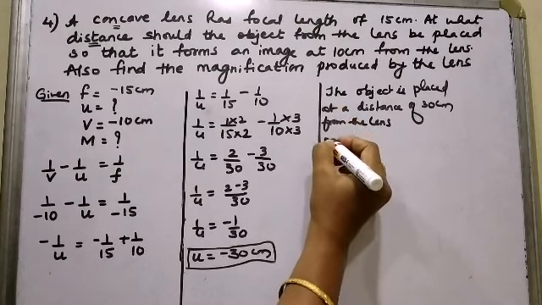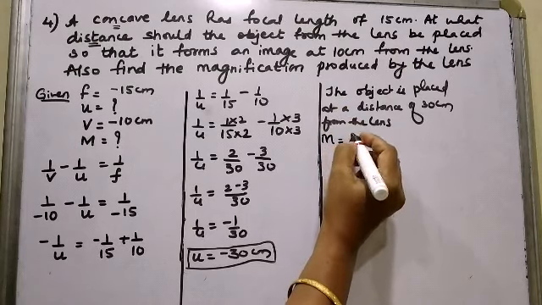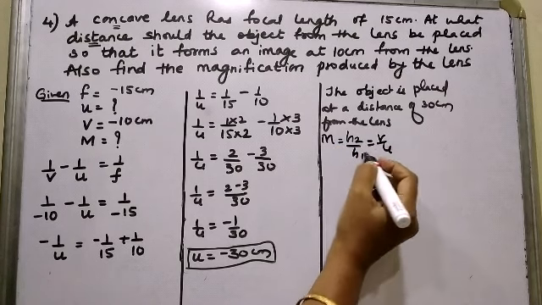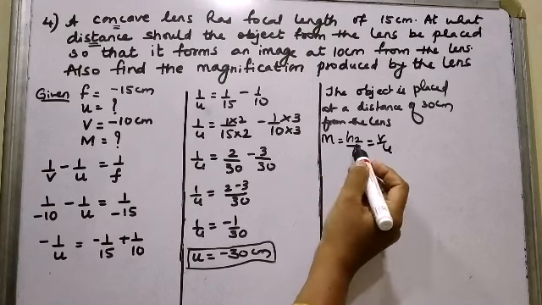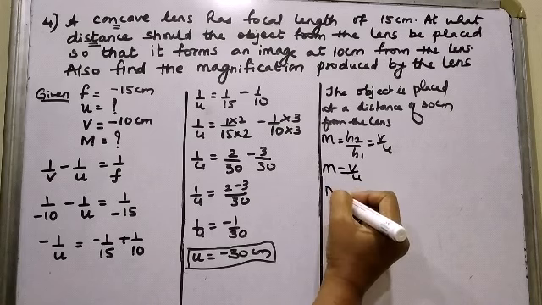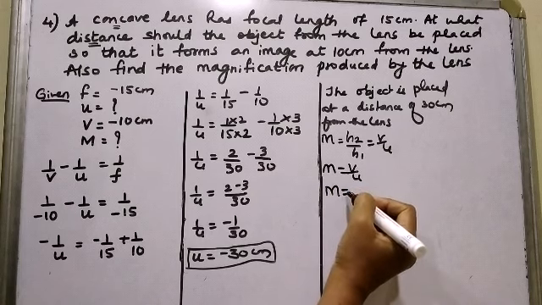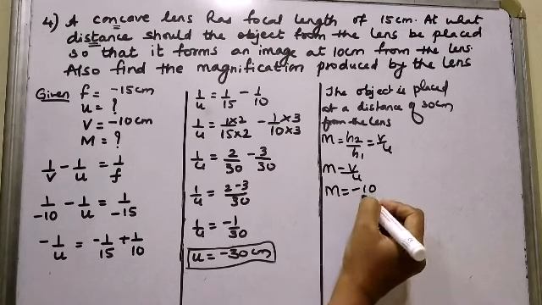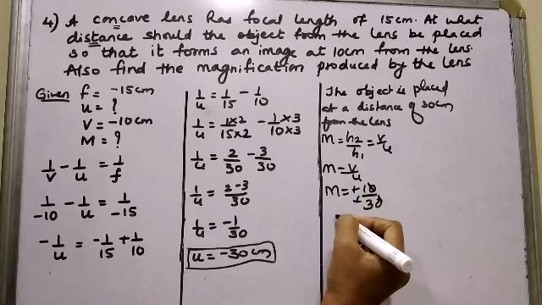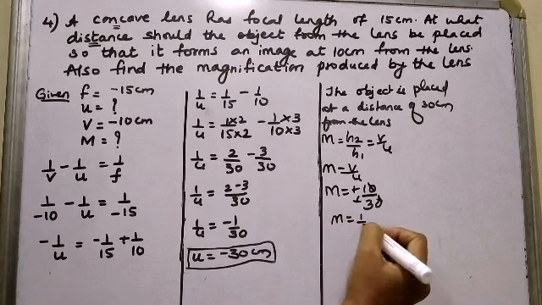Next we have to find out magnification. What is the formula of magnification? m is equal to h2 upon h1 is equal to v upon u. So I can directly take v upon u, as I don't know h2 and h1. So magnification is equal to v upon u. How much is v now? v is minus 10 upon u is minus 30. So minus minus will get cancelled. Magnification is equal to 1 by 3.